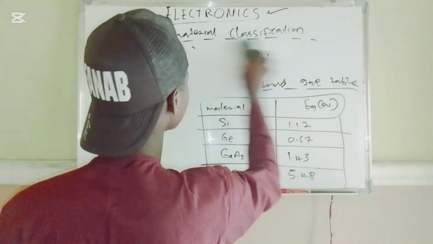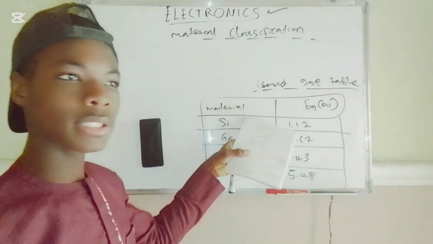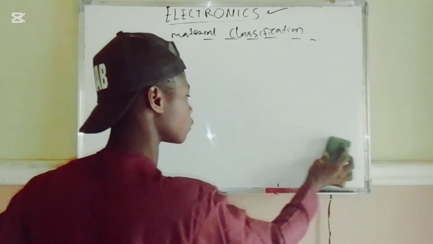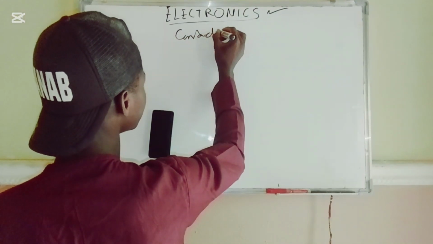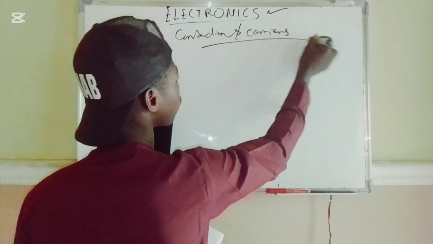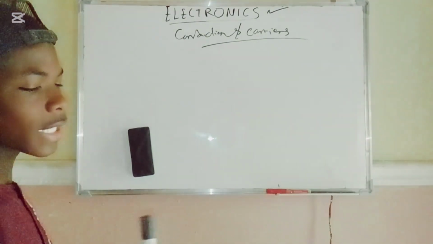So let's move to the next. Kindly write it down. It is very important. The next thing we are going to talk about is conduction and carriers. Therefore, conduction and carriers, let's take it one by one.